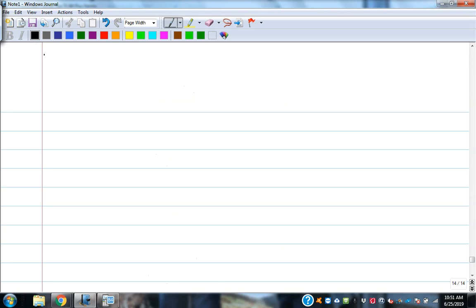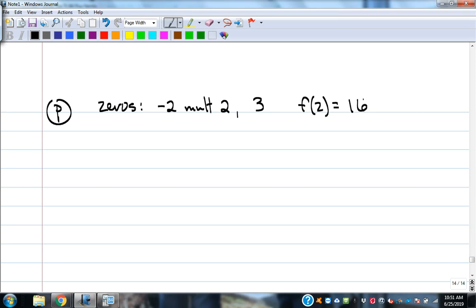Let's say we had zeros negative 2 with a multiplicity of 2, and 3, and f of 2 equals 16.